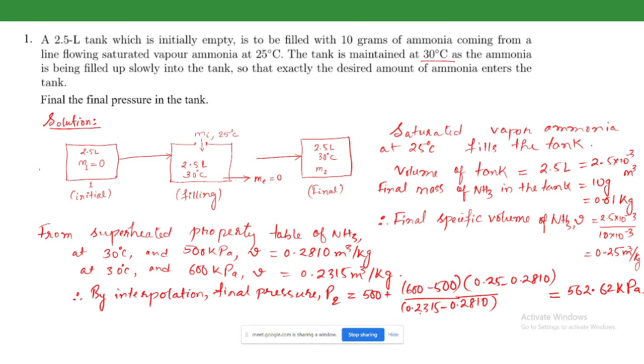I think so. This is correct only. Yes, this is correct. Okay. So this is the final pressure.